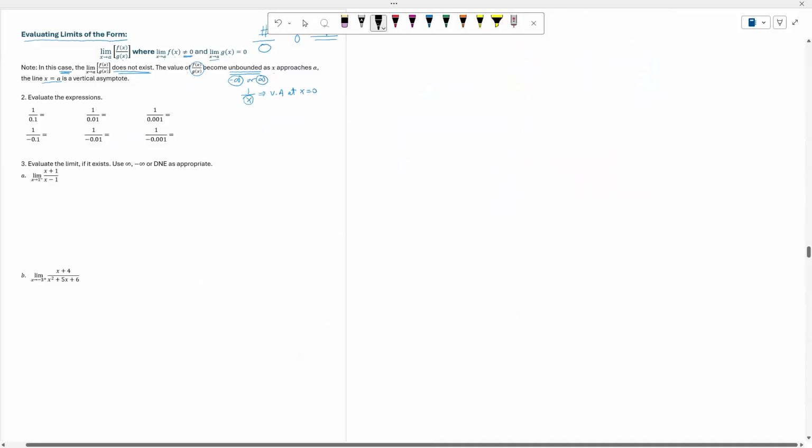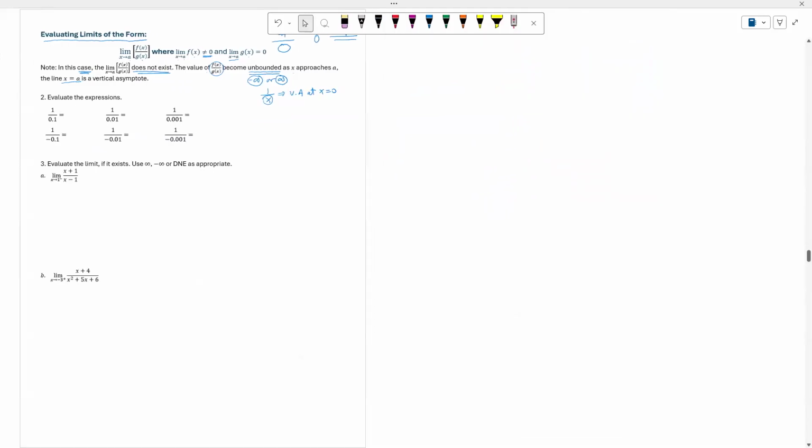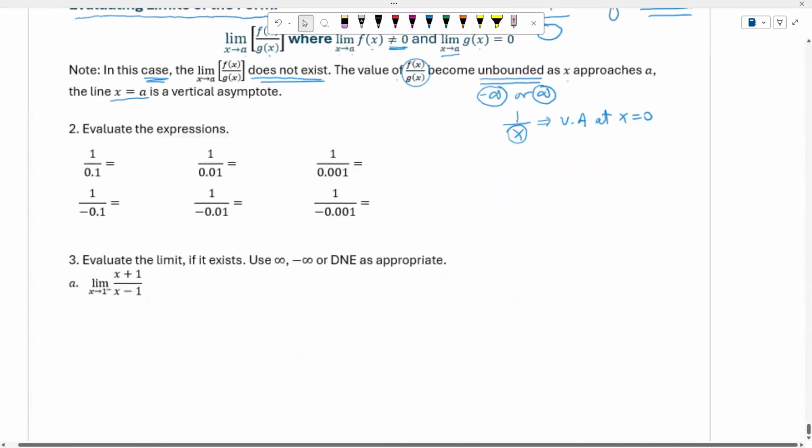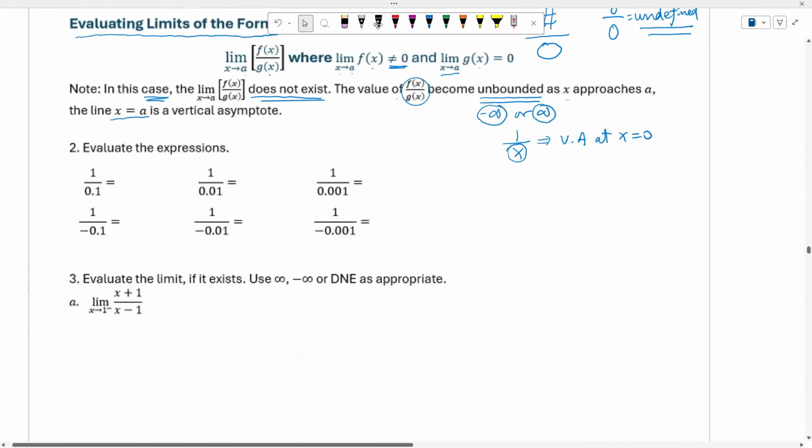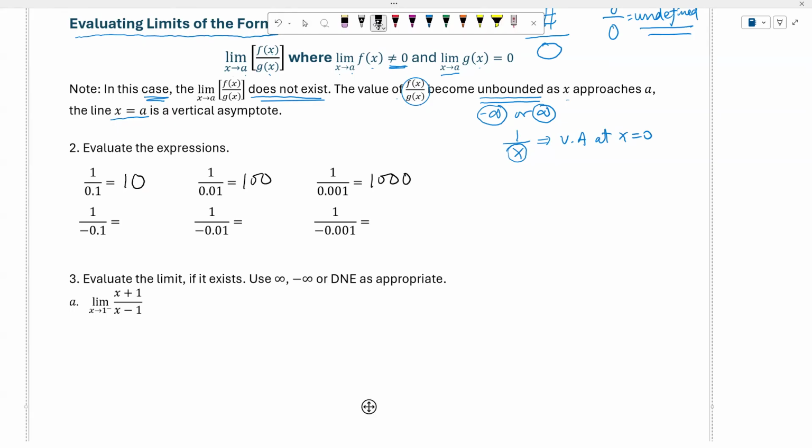So if I have 1 over 0.1, then you will see that the answer is 10. 1 over 0.01 is 100. 1 over 0.001 is 1,000. So you will see that if I have 1 over a number that is getting closer and closer to 0, then what happens? The output is getting bigger and bigger, to the positive side.